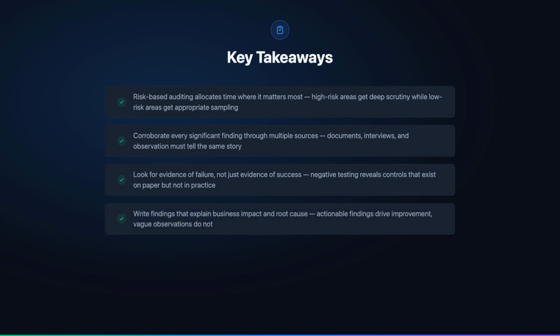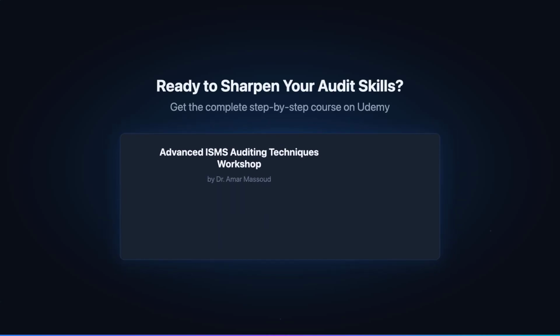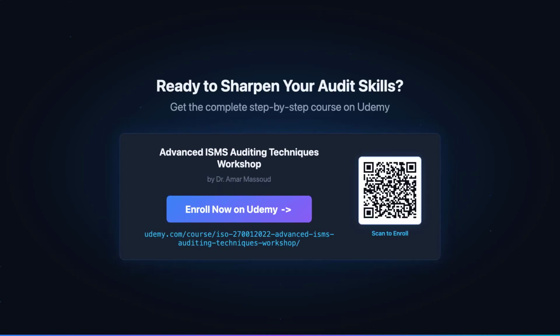And fourth, write findings that explain the business impact and likely root cause, not just the requirement that is unmet. A finding that says access reviews are not monthly is less useful than one that explains the risk exposure and suggests the root cause is unclear ownership. Actionable findings drive real improvement. That wraps up our overview of advanced ISMS auditing techniques.